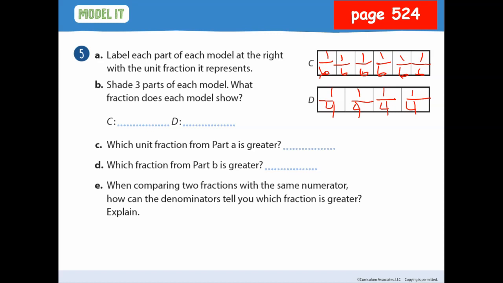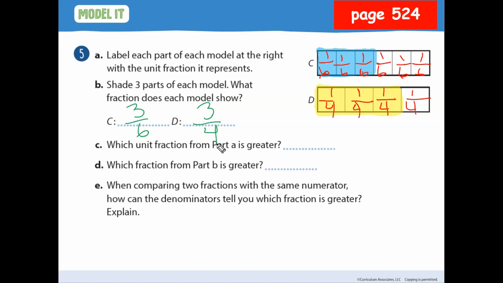It says shade 3 parts of each model. Got it. So here's 3 right here. I'm going to shade. And here's 3 right here. I'm going to shade. So far, so good. Then it says, what fraction does each model show? So what fraction does C show that I shaded in? 3/6. And then what's the fraction of letter D that I shaded in? 3/4.